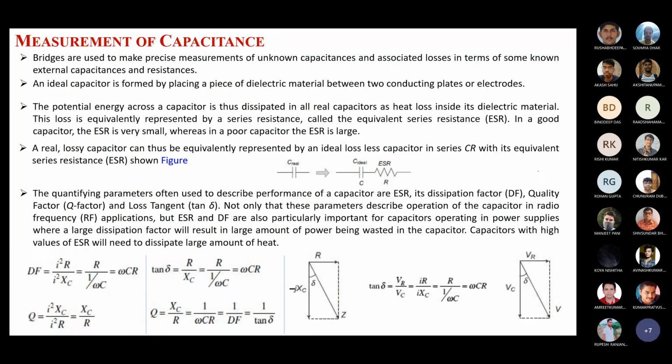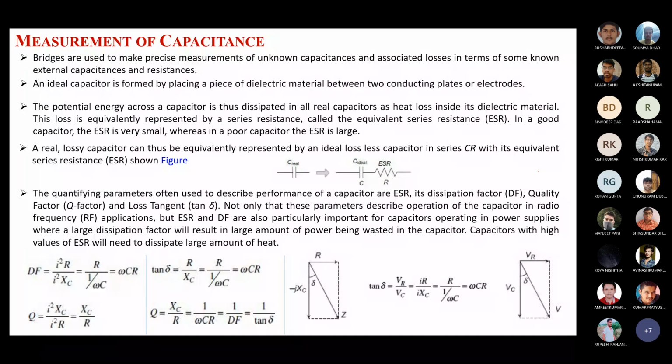Bridge means the structure of that AC bridge looks like a piston bridge. So there are four arms, one detector. One of the arms contains the unknown parameter, that means we are going to find out the parameters of that unknown arm, and the rest of the arms contain standard values of other electrical elements like resistance, capacitance.